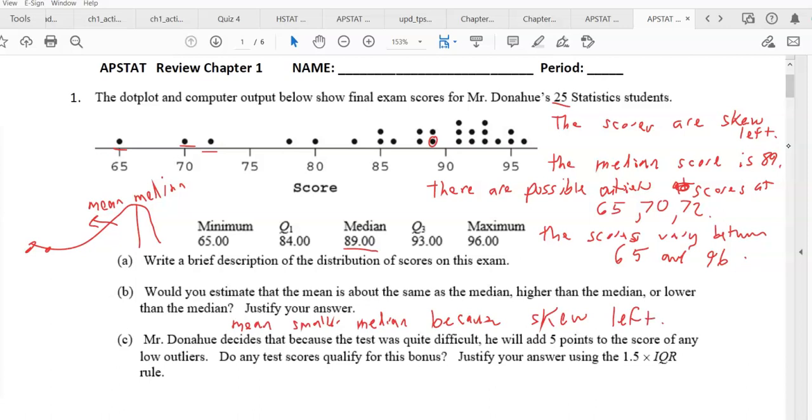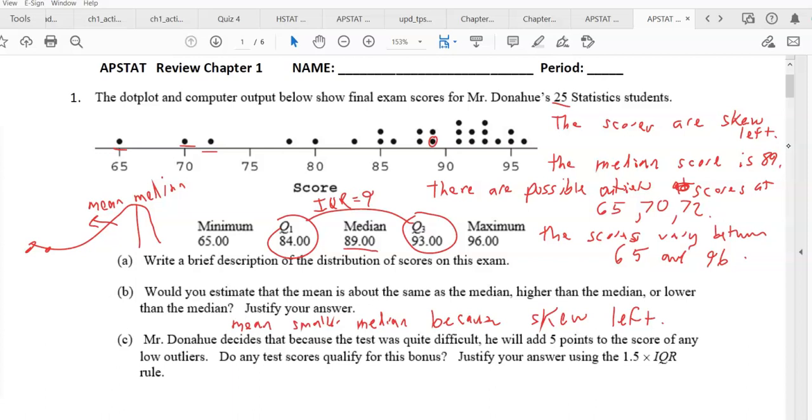Mr. Donahue decides that because the test was quite difficult, he will add 5 points to any outlier score. Which test scores qualify for this bonus? So we're going to use our formula: Q3 plus 1.5 IQRs, Q1 minus 1.5 IQRs. It says that Q1 and Q3 are those, so the IQR is a distance of 9. I don't think I really even have to test it on the right. There's no outliers on the right. They're all clumped up right there, so there's really no chance for an outlier there.